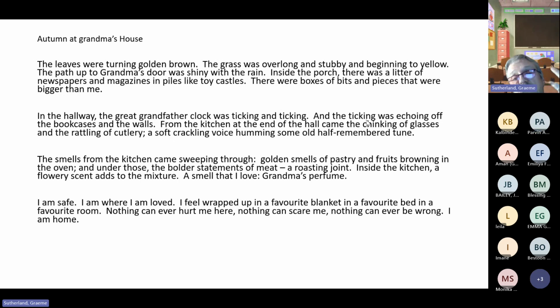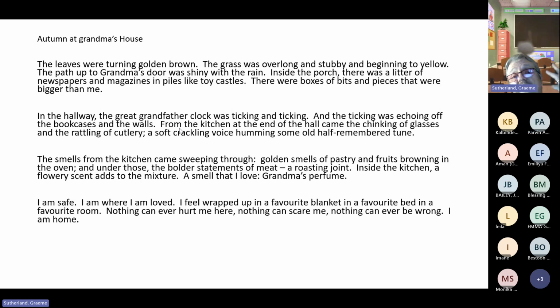And so, although it's very simple language, it's very effective in just bringing to life that old person's hallway with the clock ticking away. Repetition of ticking, yes. So it's a repetition of onomatopoeia, because ticking is the onomatopoeia, but repetition makes it more effective. Echoing, again, emphasizes it. And it's bouncing off the bookcases and the walls. So I'm giving you more information about what the place is like as you go down that hallway.